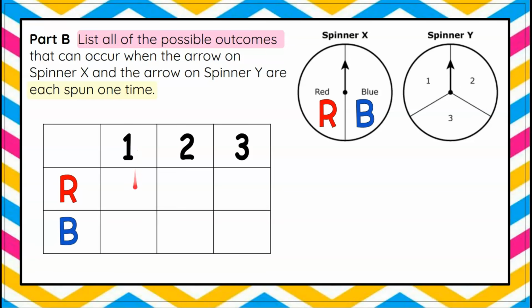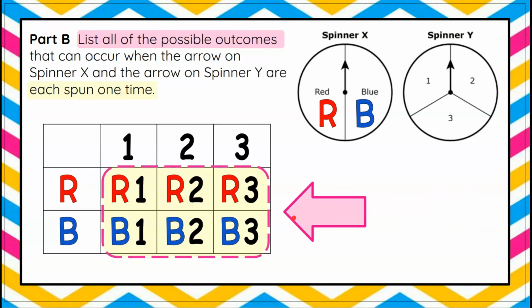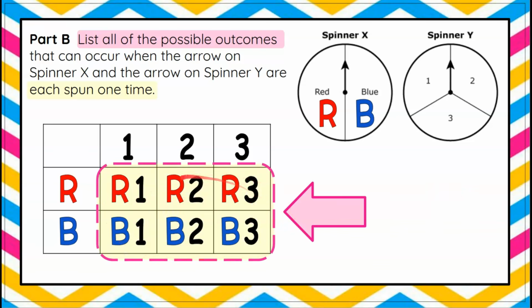So I spin once, it's possible that I would get a red on spinner X and a 1 on spinner Y. Or I could get a red and a 2, a red and a 3, or maybe it's a blue and a 1, or a blue and a 2, or a blue and a 3. Those are all the possible outcomes. So when I look at my sample space, I can see that there are 6 different outcomes when I spin each spinner one time.